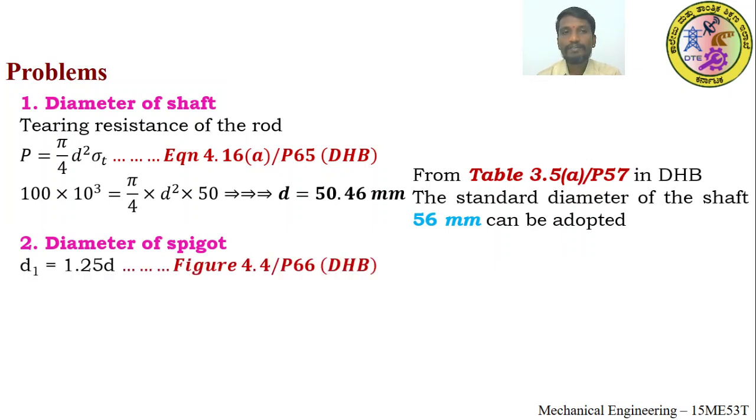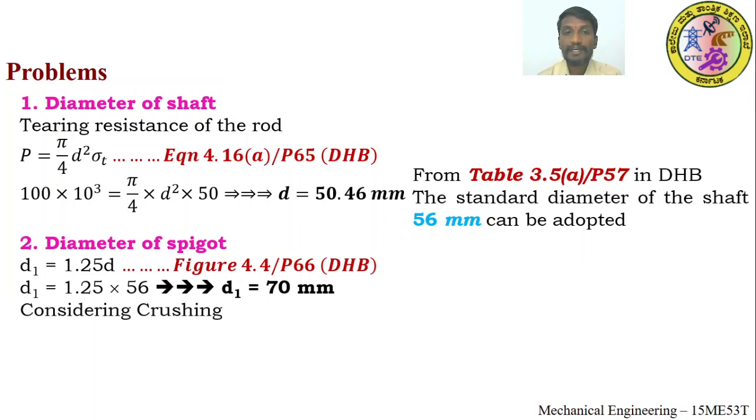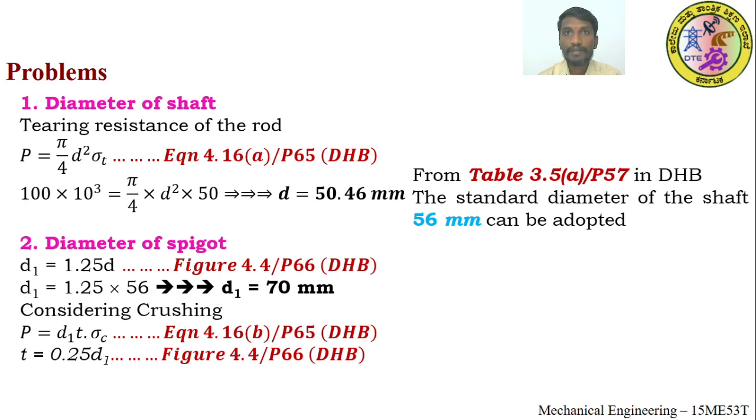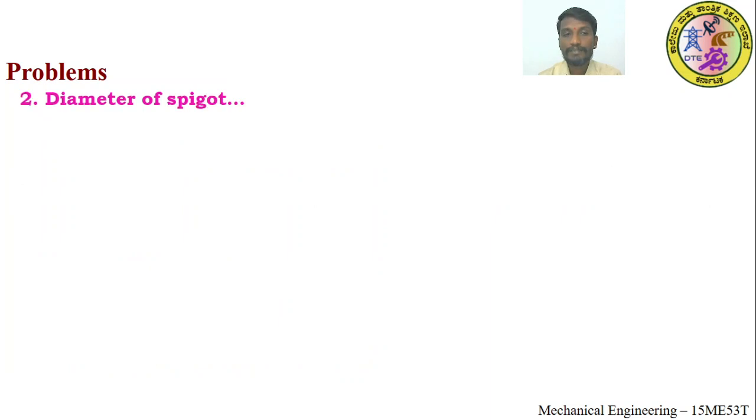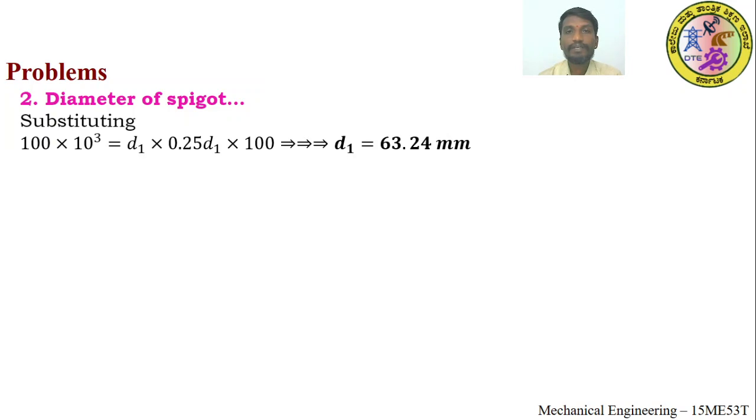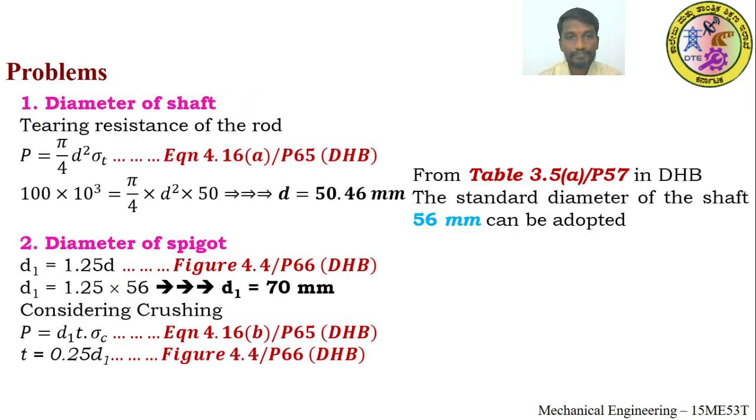Then come to the second point, the diameter of the spigot, d1. d1 is equal to 1.25 times d as per figure 4.4 on page number 66. Calculating the diameter d1, we find 70 millimeter. Then this spigot diameter comes under crushing. Considering crushing, we use equation 4.16b on page number 65. Before applying the values, you need the unknown parameter t: t is equal to 0.25 times d1. Substituting these values, we get d1 is equal to 63.24. In the previous case, from the figure, we got 70 mm.